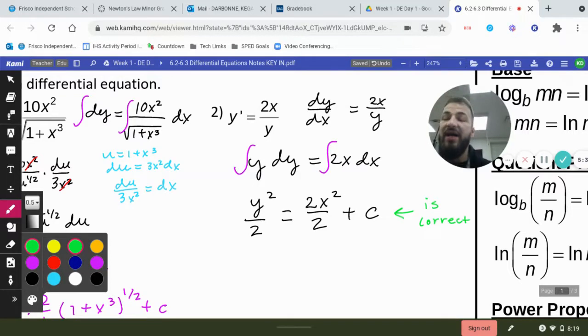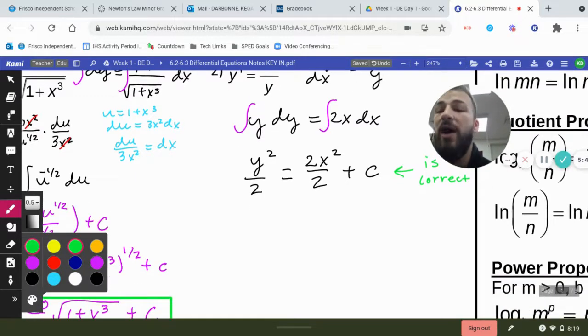Okay, but sometimes the question is going to ask you to actually solve for y. And if you need to solve for y as your final answer, you cannot leave your equation as that big, long mess. Okay, so we do have to actually solve this out for y.